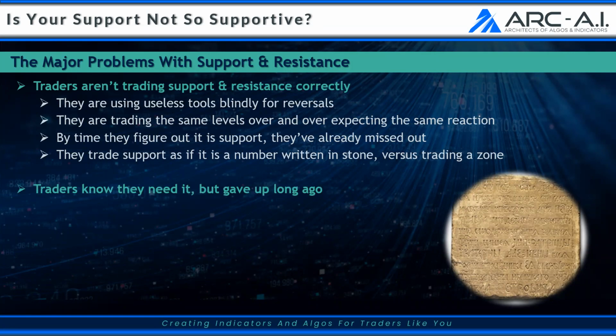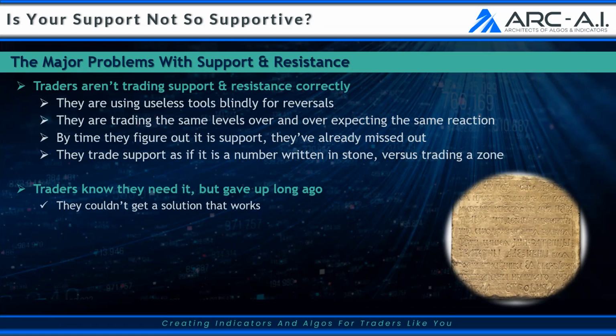Now, traders know they need support and resistance. You need to know what you're trading out of, and you need to know what you're trading into. Because if you don't know what you're trading into, I guarantee you're trading into a trap. You're trading into somebody who's waiting to just eat your lunch, and they'll all too happily do so.